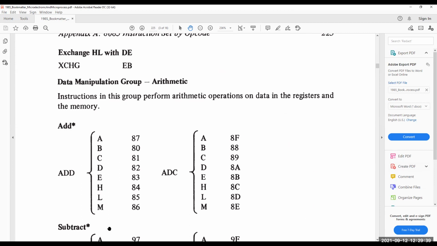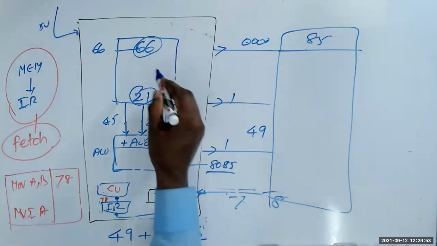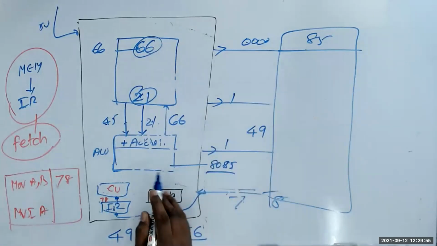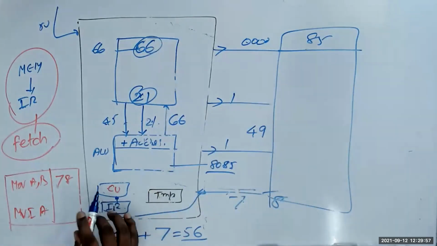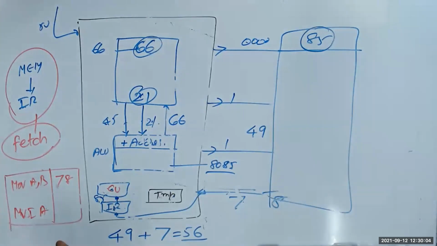if A is 66 and B is 21, and you give 85, he understands, then our machine gets the 85 instruction register. Then it is only one instruction. There's only one byte. You don't have anything to follow.